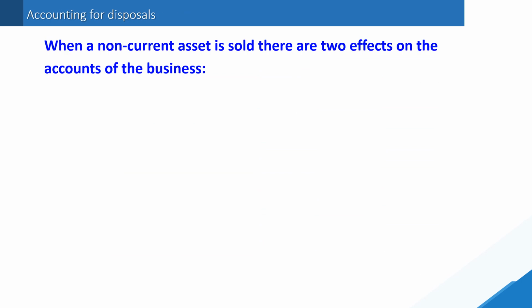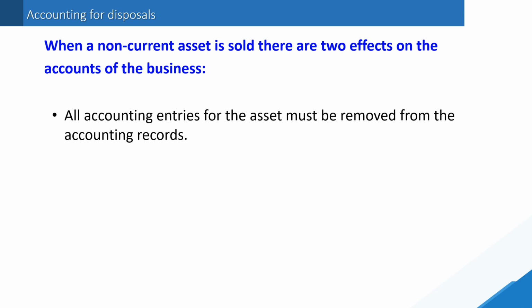When we dispose of a non-current asset, there are two effects, or there are two processes that we need to account for. The first is to ensure that all the associated accounting entries for that disposed asset are removed from the ledger accounts of that business, which means that we must remove the non-current asset value from the asset account, the original cost of the asset. And we must also remove the associated accumulated depreciation for that disposed asset.